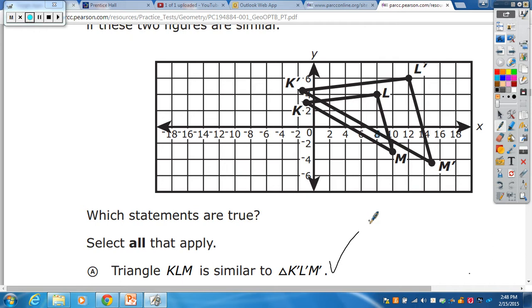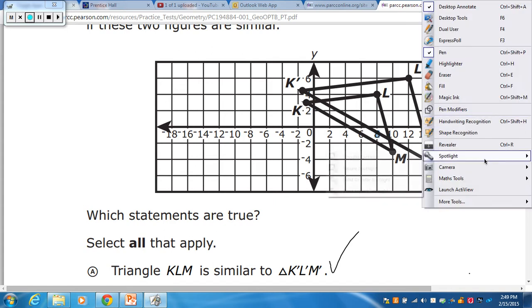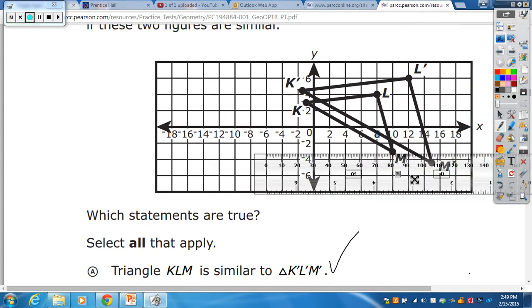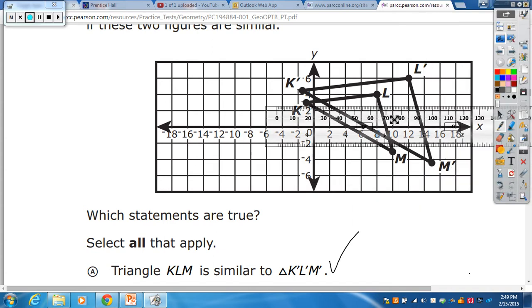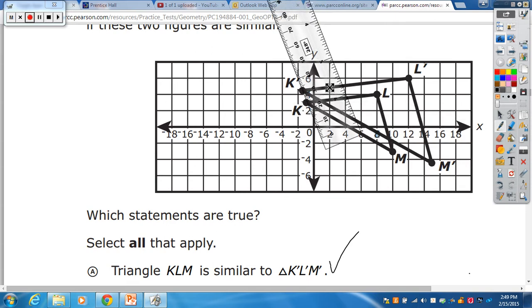It says if they're similar, it has to be a dilation of what scale factor and where is it centered? Well, they're all centered at the origin, so that makes it easy. If it wasn't centered at the origin, you would want to figure out where they're centered. How you figure out where it's centered is you want to take some sort of straight edge, and connect the points that are given, and then draw a line with that.